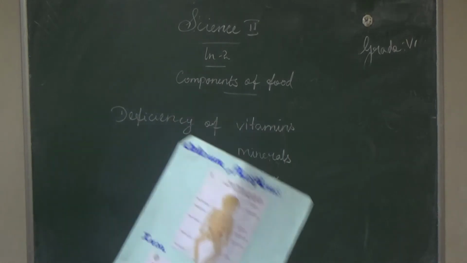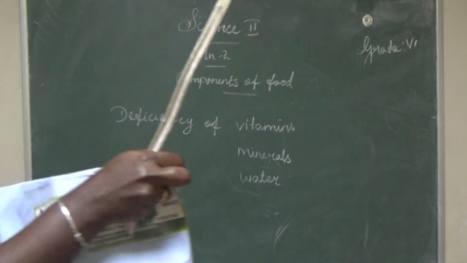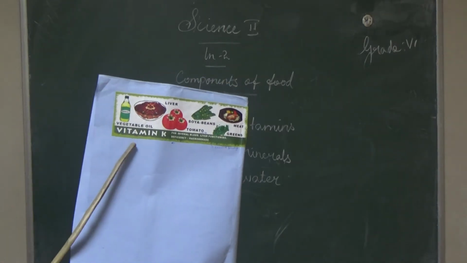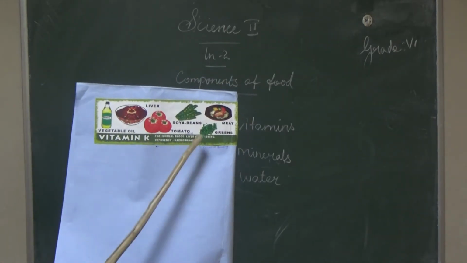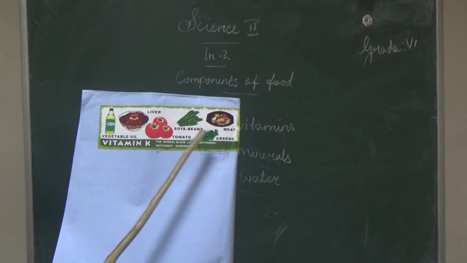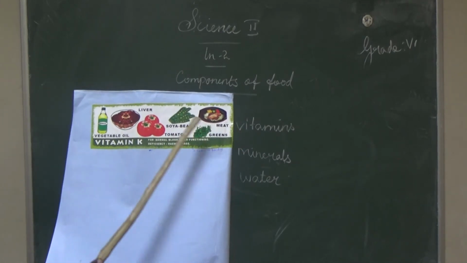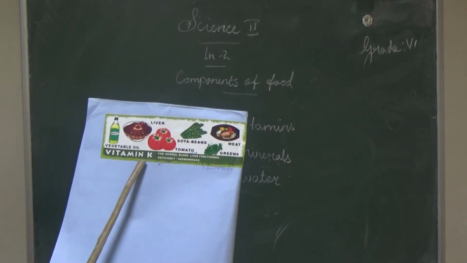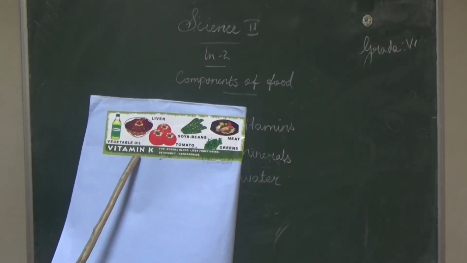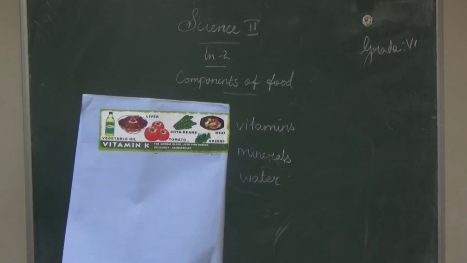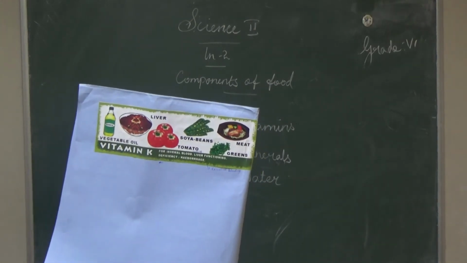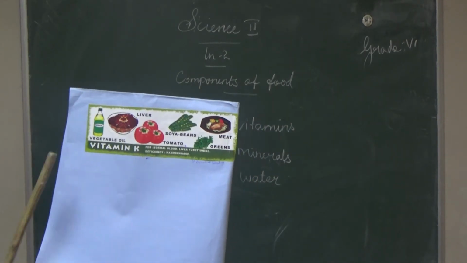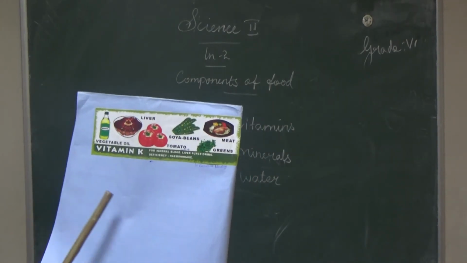What are the food sources containing vitamin K? Vegetable oil, soybeans, tomato, meat, green leaves and liver. These are some of the food items containing vitamin K. What is the function of vitamin K? It helps in blood clotting. Blood clotting means to stop bleeding.